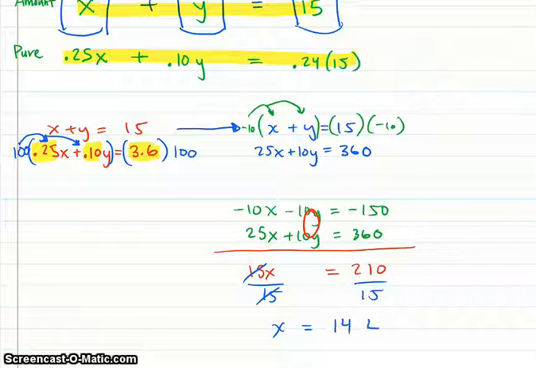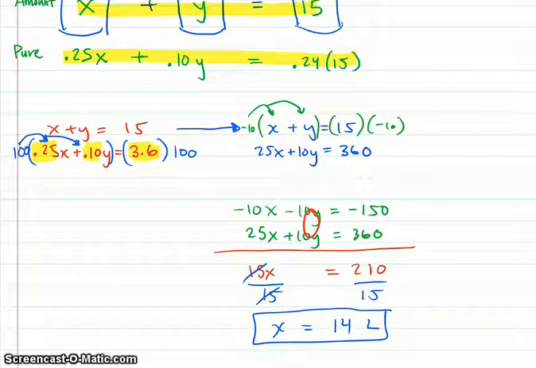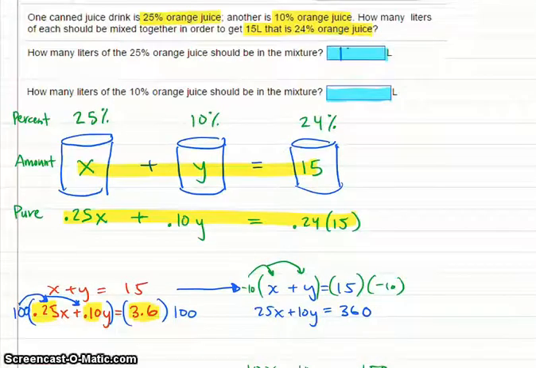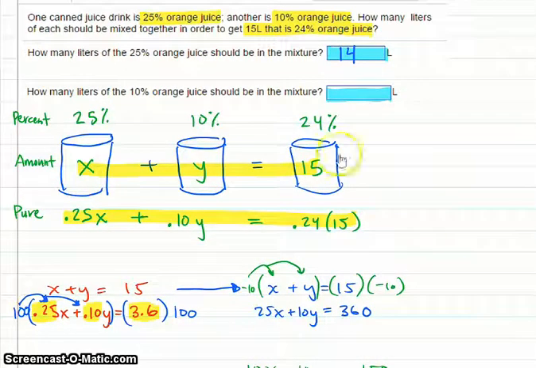So this is 14 liters. Now, what we just found here is that x, which is the amount of the 25% concentration, is 14. So we have 14 right here. We now need to figure out, well, how much of the 10% do we need? And this is pretty simple, right? Because x plus y is equal to 15. If x, the amount of the 25% concentration, is 14, then y must be equal to 1. 14 plus 1 gives me 15.